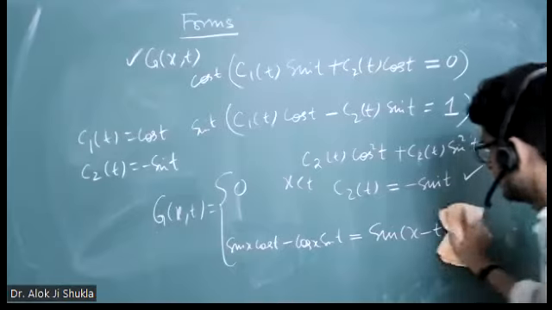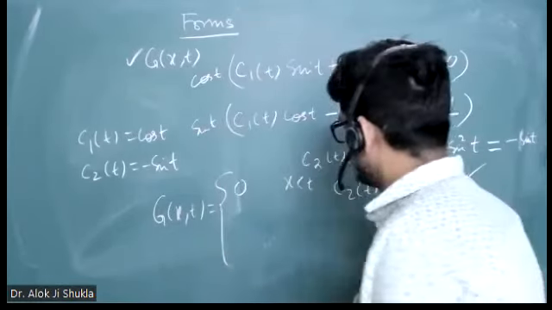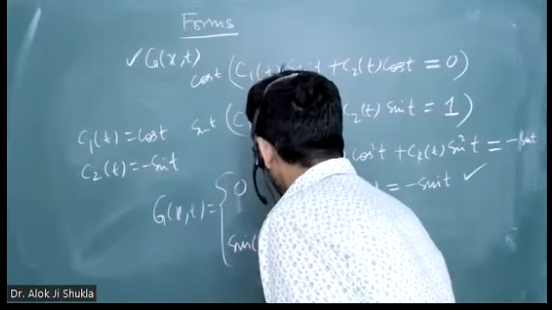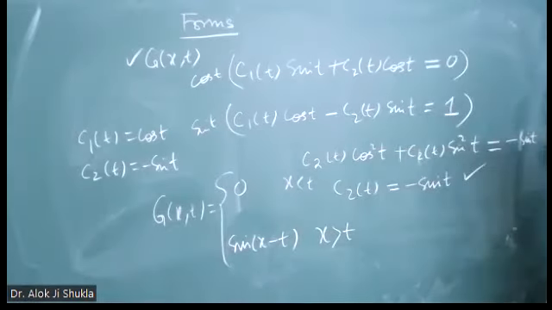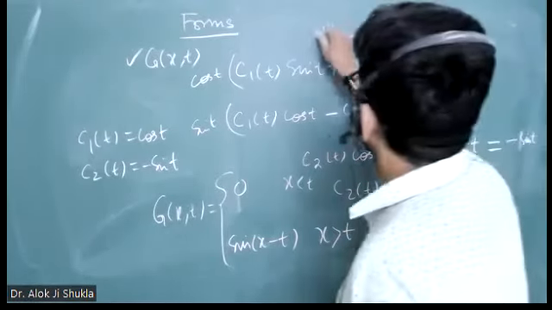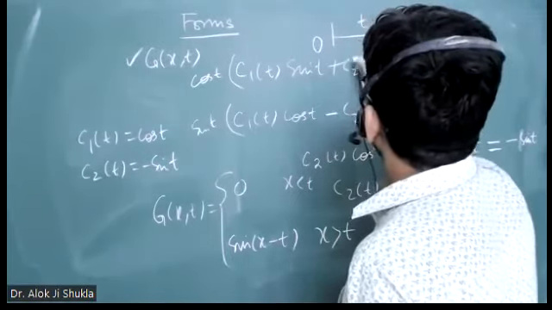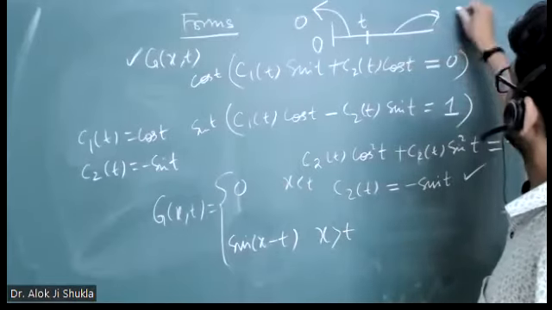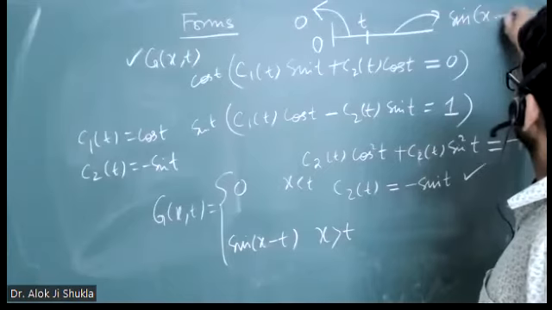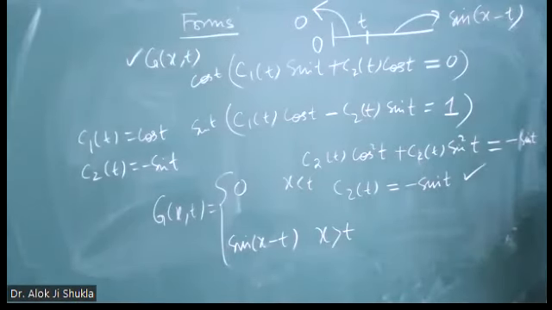So now you can erase this, just write sin of (x minus t) for x greater than t. So if you again see your form, this was 0 here, t was here. So this side the Green's function is 0 and this side the Green's function is sin of (x minus t). Do you understand? So two forms, understood? Sir, I had a doubt. Yes, go ahead.